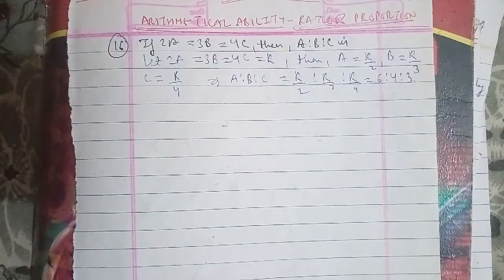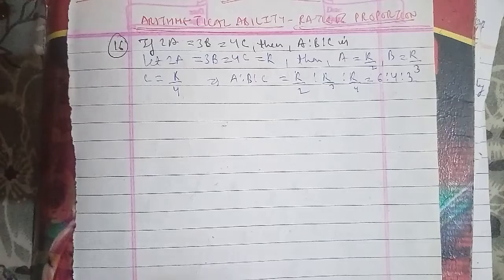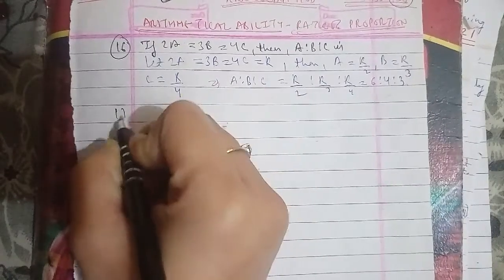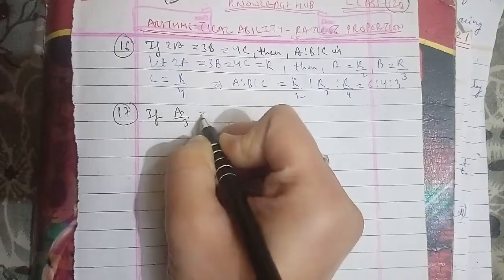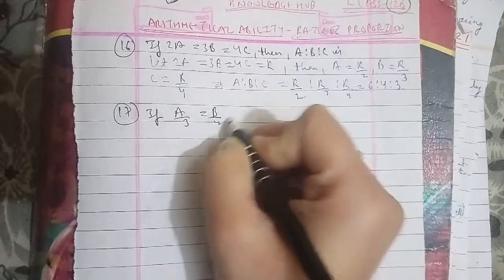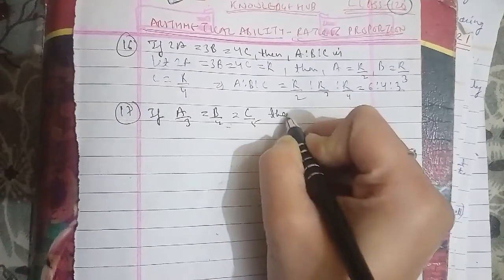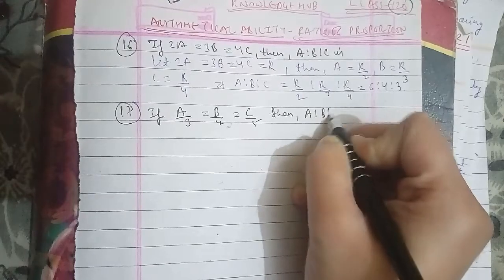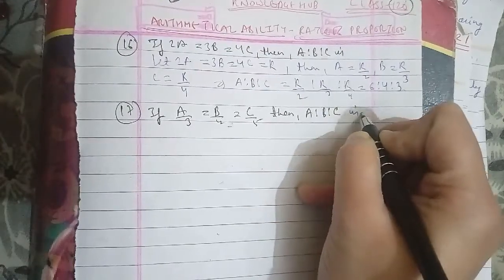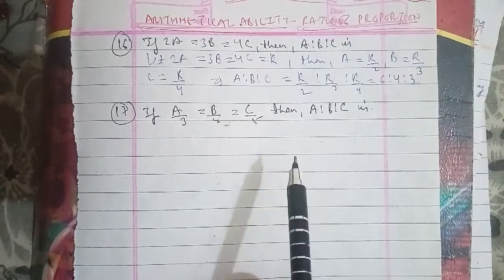The question we have here is, if a by 3 equals b by 4 equals c by 5, then a ratio b ratio c is. The options are 4 ratio 3 ratio 5, 5 ratio 4 ratio 3, 3 ratio 4 ratio 5, and 20 ratio 15 ratio 2. So for the same we have to work it out.